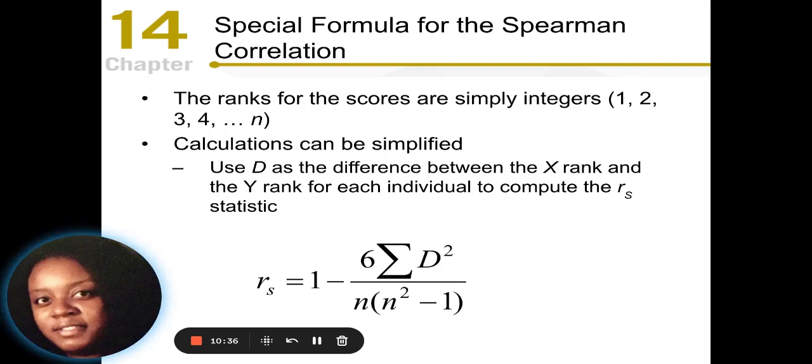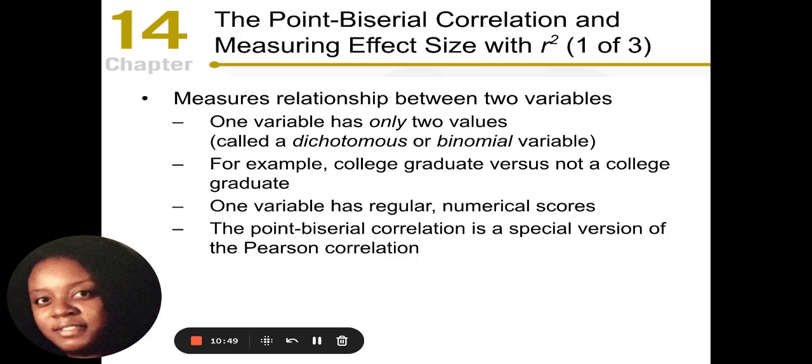The ranks for the scores are also simple integers, and those calculations can be simplified when we use D as the difference between the X rank and the Y rank for each individual to compute the r statistic. The point-biserial correlation measures the relationship between two variables. One variable will have only two values, called a dichotomous or binomial variable, for example, a college graduate versus a non-college graduate. The other variable has regular numerical scores, and the point-biserial correlation is a special version of the Pearson correlation.